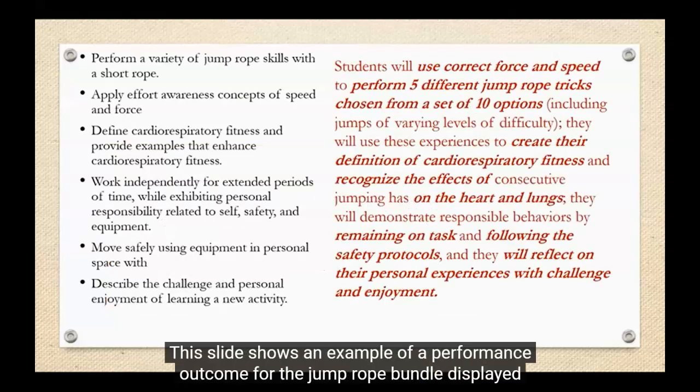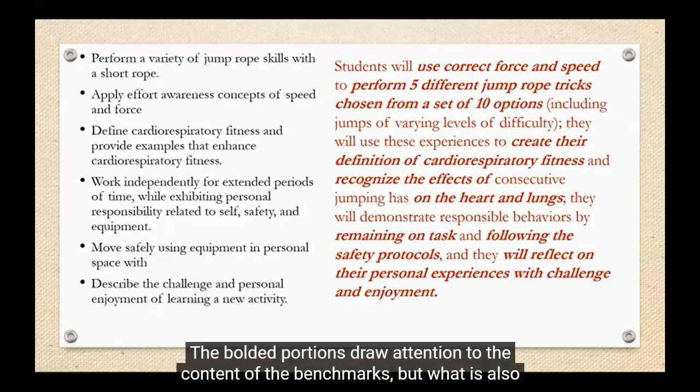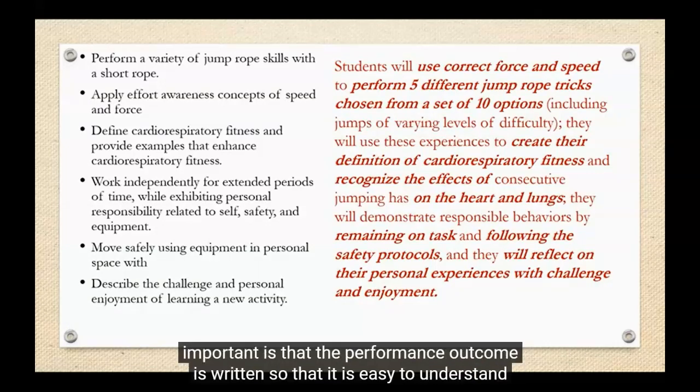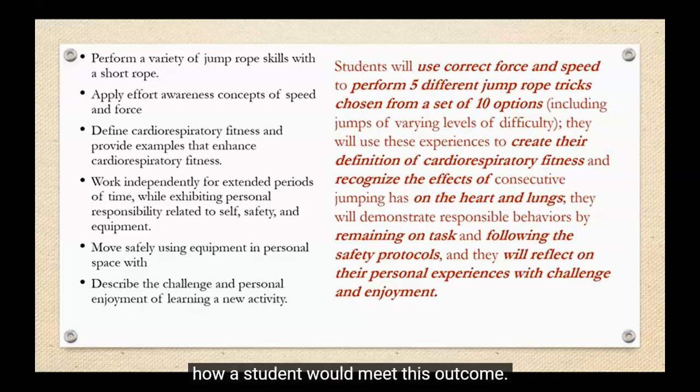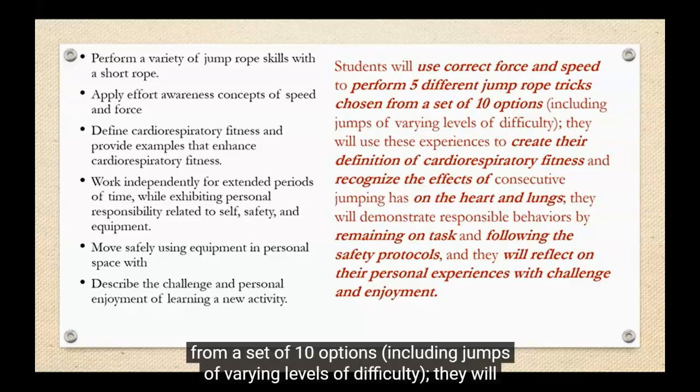This slide shows an example of a performance outcome for the jump rope bundle displayed earlier in this presentation. The bolded portions draw attention to the content of the benchmarks, but what is also important is that the performance outcome is written so that it's easy to understand how a student would meet this outcome. Students will use correct force and speed to perform 5 different jump rope tricks chosen from a set of 10 options, including jumps of varying levels of difficulty.